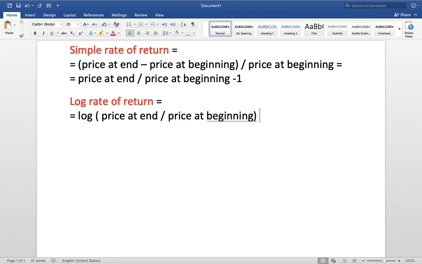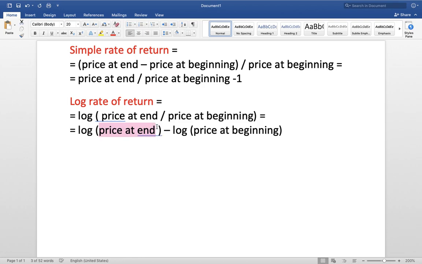And I'm pretty sure that you remember one of the famous properties of logarithm. The logarithm of the division is the subtraction of the logarithms. So log of price at end minus the log of price at beginning. Okay, this is the logarithmic return. Also here, in this price at end, you should include the extra things that you earn, such as dividends or coupons if you're talking about bonds.